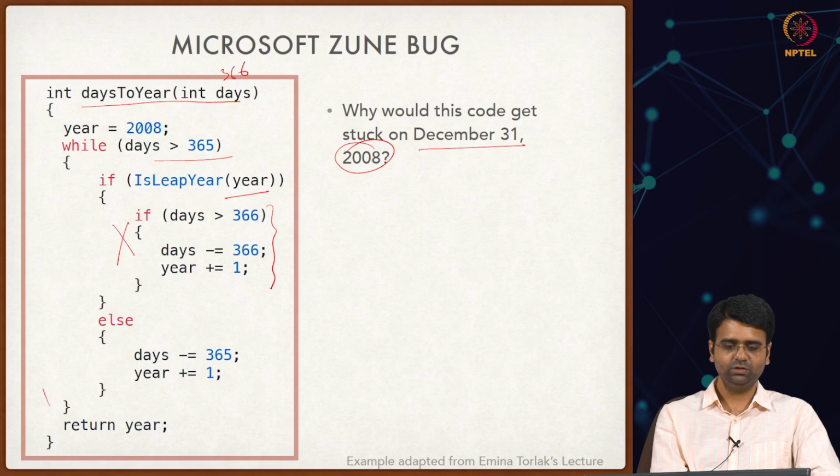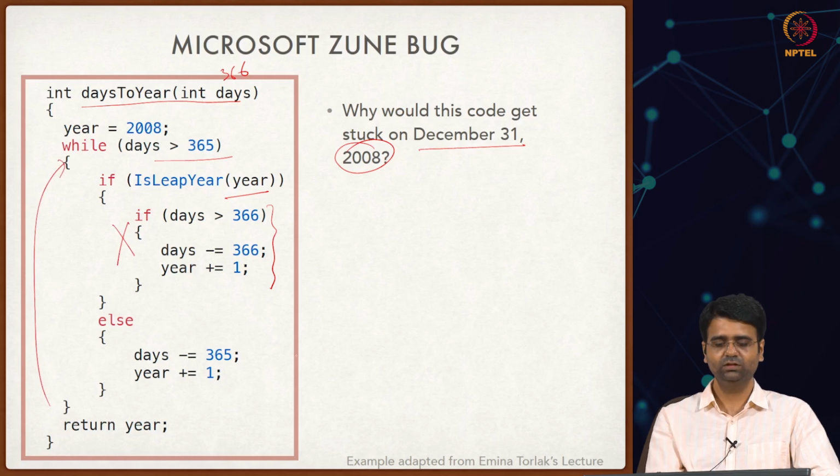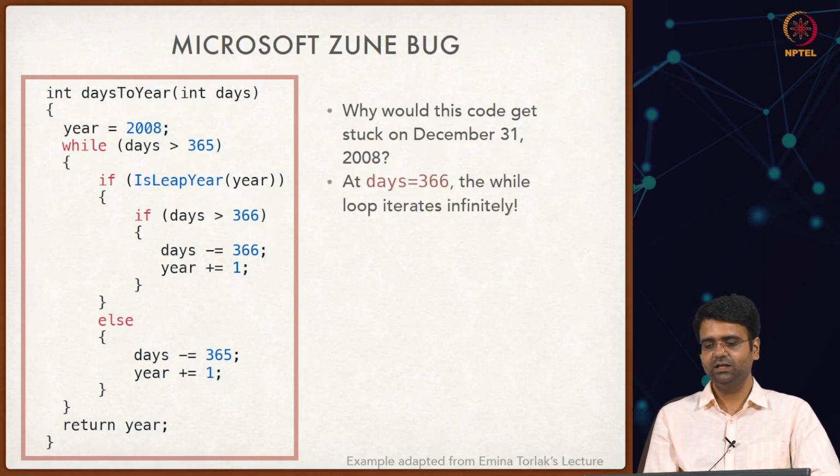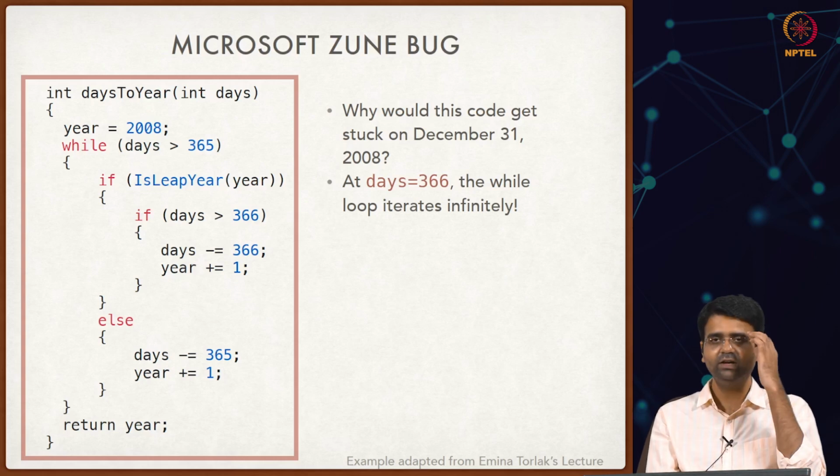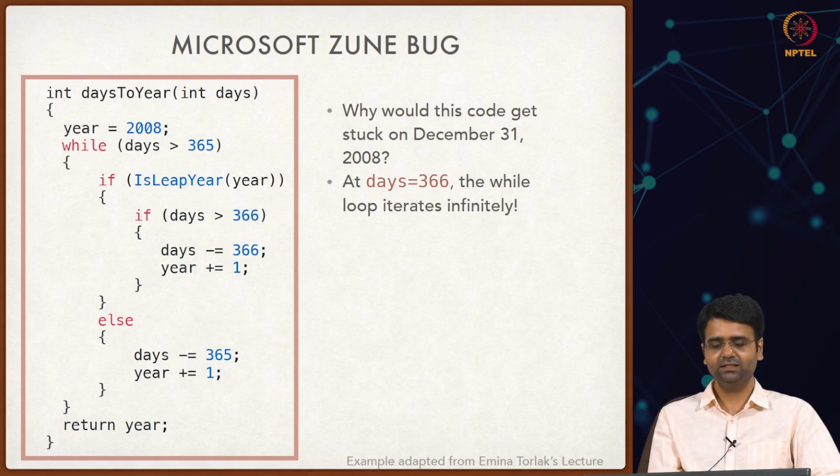Now it's just going to return back to the start of the loop, the next iteration, without any change in the number of days. So in fact, this particular loop is never actually going to terminate. At days equal to 366, this while loop iterates infinitely, and that's why the Zune devices actually got stuck.